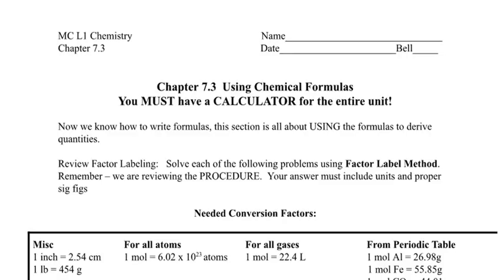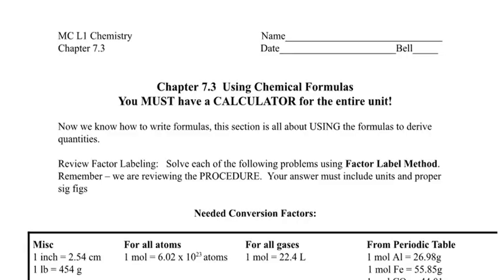Alright, so it says now we know how to write formulas. We've been hounding you on that since Thanksgiving. This section is about using those formulas to derive quantities. So we're going to be talking about things like the mole that you may have never heard about. It's not a furry little animal. And we need to know how to factor label. This is why we learned this back in chapter 2, back in September.